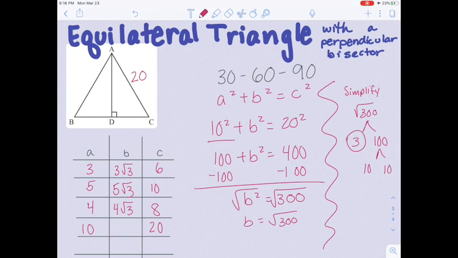Good, it's 10 and 10. And then we can break that down. 10 times 10 times 3. The pair of 10s leave. And we're left with the square root of 3. B equals 10 square root of 3. Are you starting to develop a pattern here? Are we seeing something that maybe we didn't see before?